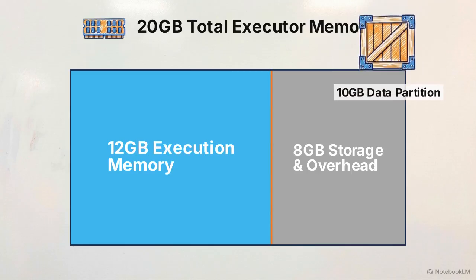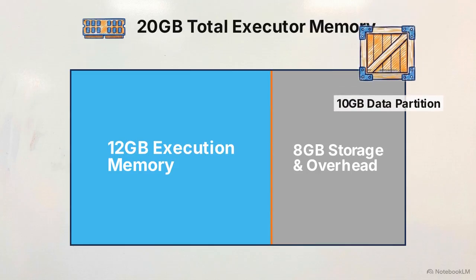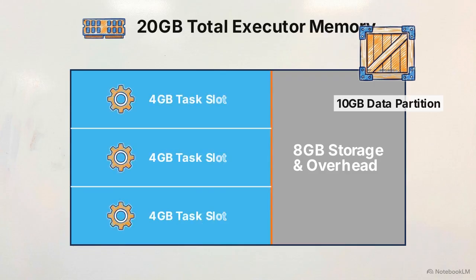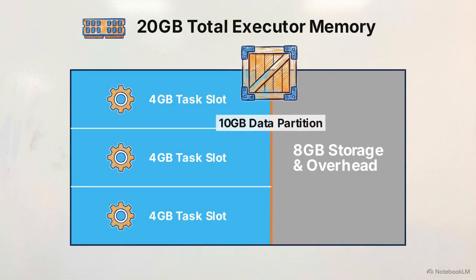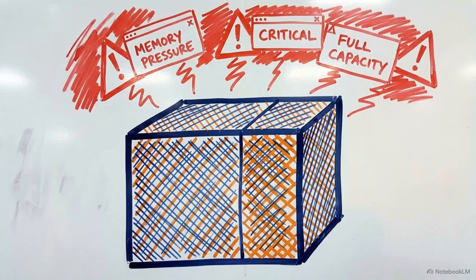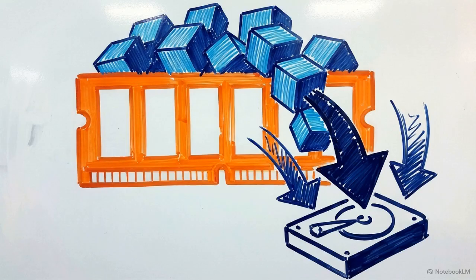Consider what happens when a massive 10 gigabyte data partition arrives. That partition must fit into the fraction of the 12 gigabyte execution memory allocated to that specific task, which is typically only about 4 gigabytes. This triggers memory pressure. Memory pressure occurs at the exact moment the data required by a task exceeds the physical RAM allocated to it. To avoid crashing immediately, Spark uses an automated survival mechanism called spilling, writing intermediate processing data down to the local disk to free up RAM.